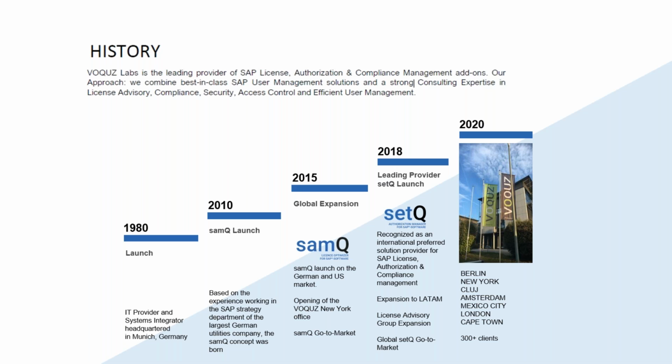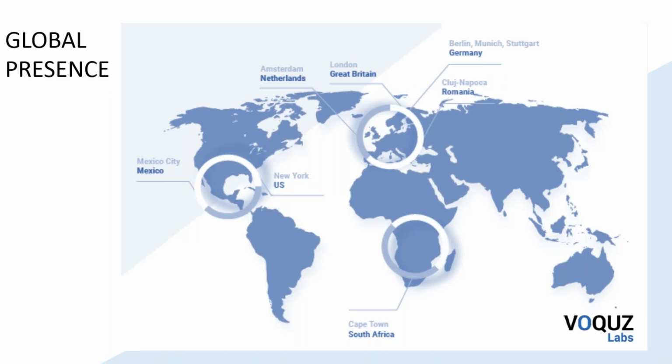So just a bit about the organization. As you can see there, we launched our SAMQ solution back in 2010 and have been working in the setQ solution space, which is really our authorizations and compliance solution, since 2018. And we've expanded this greatly across the different regions, and have offices ranging from Berlin all the way down to Cape Town, which is where I'm sitting at the moment. So good to have you, as I said, on this webinar. So you can see just some of our global presence there. We span across the globe.